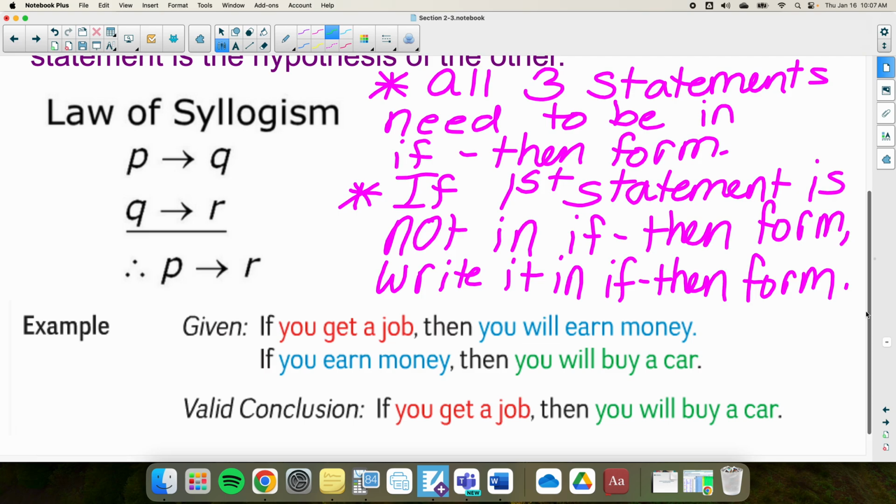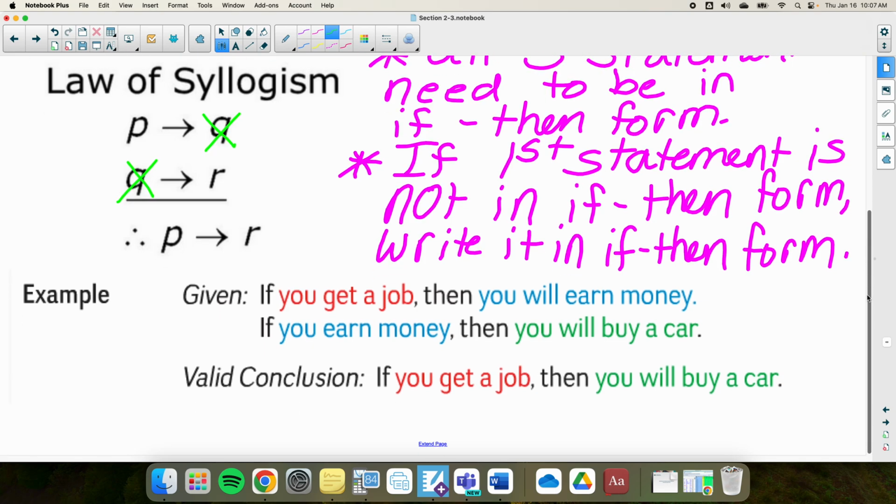And this was the one where the ending of this and the beginning of that are the same, so you kind of cross those out and then you say your final. So here's an example. If you get a job, then you will earn money. If you earn money, then you will buy a car. So these two are talking about the same thing, so we get rid of those. And your conclusion would be, if you get a job, then you will buy a car.